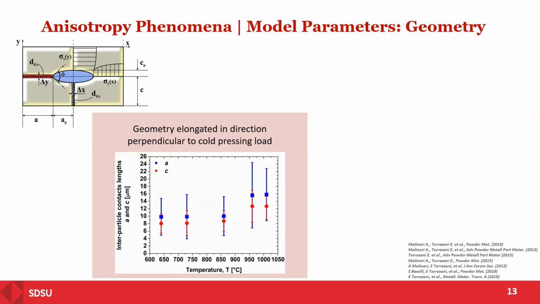The average length for A, so this contact here, is greater than the contact C, and both of them grow with the temperature. That makes sense because with the densification, the particles and grains also tend to grow, and so you have growth of the contacts between them as well.